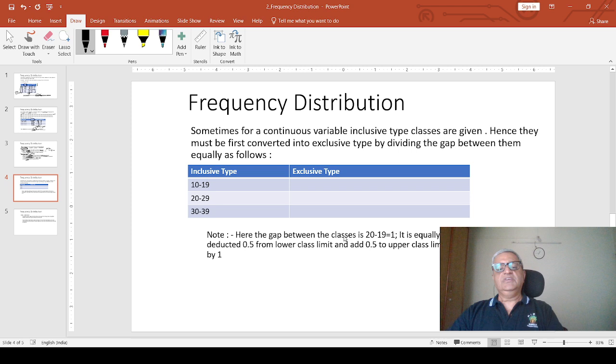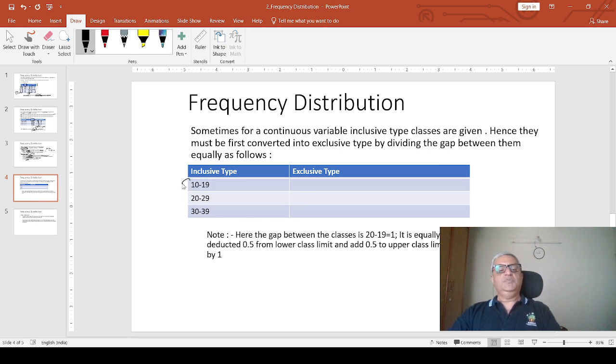Next, moving on. Very, very interesting. Sometimes you come across a situation where a continuous variable is given in an inclusive type class, and in that case, you have to first convert it into exclusive type. We have seen that if it's inclusive, it has to be discrete. But a continuous variable, a variable which is supposed to be expressed in decimal point, is given in an inclusive type class. In that case, you have to convert it to exclusive.